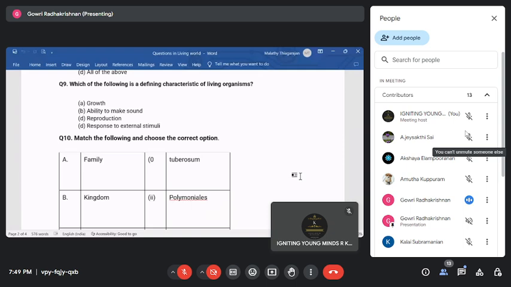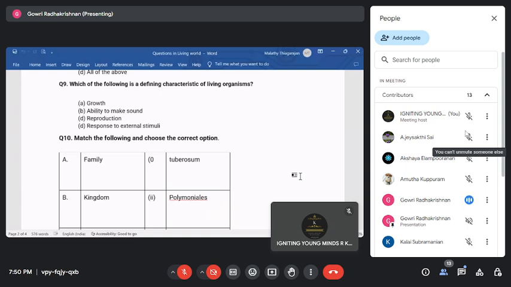It's confined to organisms. Response to external stimuli is what makes living organisms different. That is the correct answer.